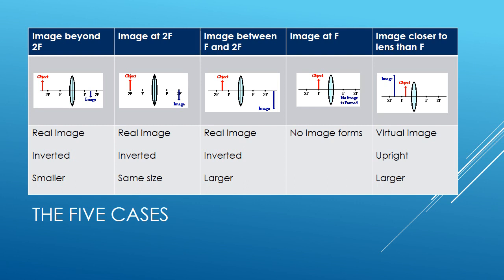Again, we talked about if you have an object located exactly at your focal length, no image will form because all the refracted rays will be parallel to one another. And then finally, if you have an object located closer to the lens than the focal length, you'll have this virtual image. It'll be upright and it will also be magnified.